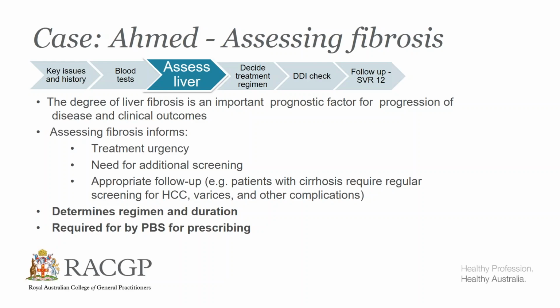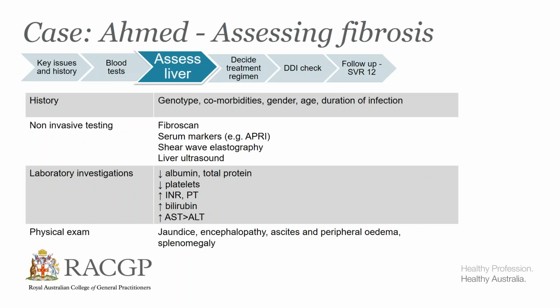If you are concerned about cirrhosis, those patients need to be assessed for liver cancer, as we've discussed, esophageal varices, and other complications of decompensation. It also determines, in some cases, the regimen you would choose to treat hepatitis C and the duration of treatment. And it's certainly required by the PBS prescribing. It also dictates the post-HCV clearance management in these people. Yes.